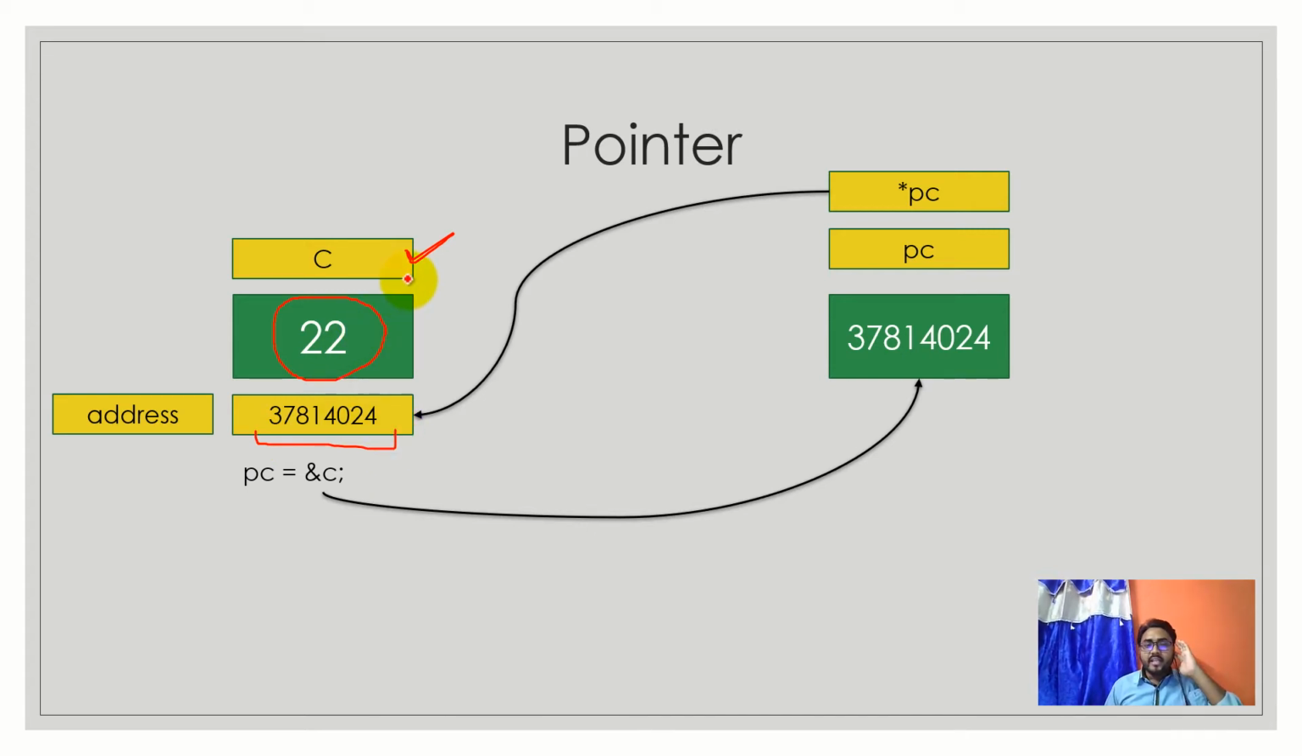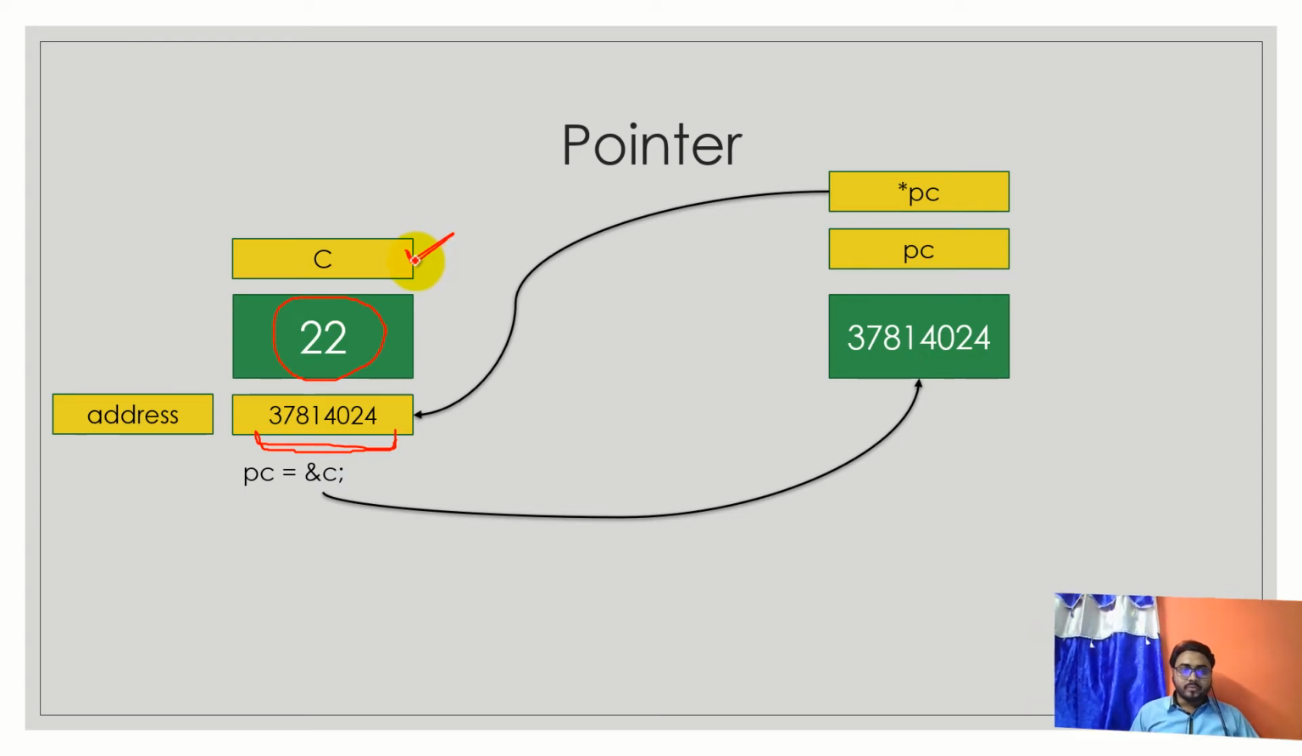So for each and every variable we have an address. It can be of a different type. If it is an integer type, it will have an address. If we have a floating point variable or a double variable, each and every variable will be stored at an address in the computer memory.